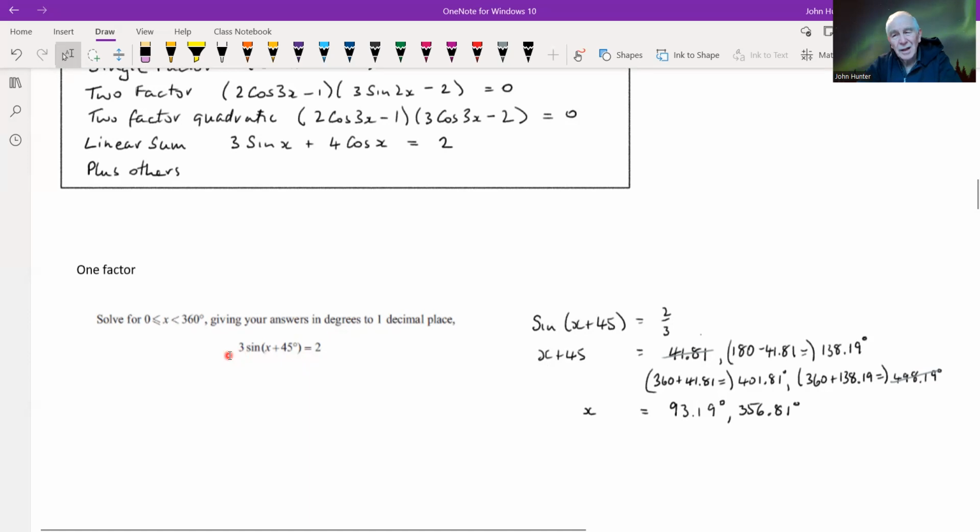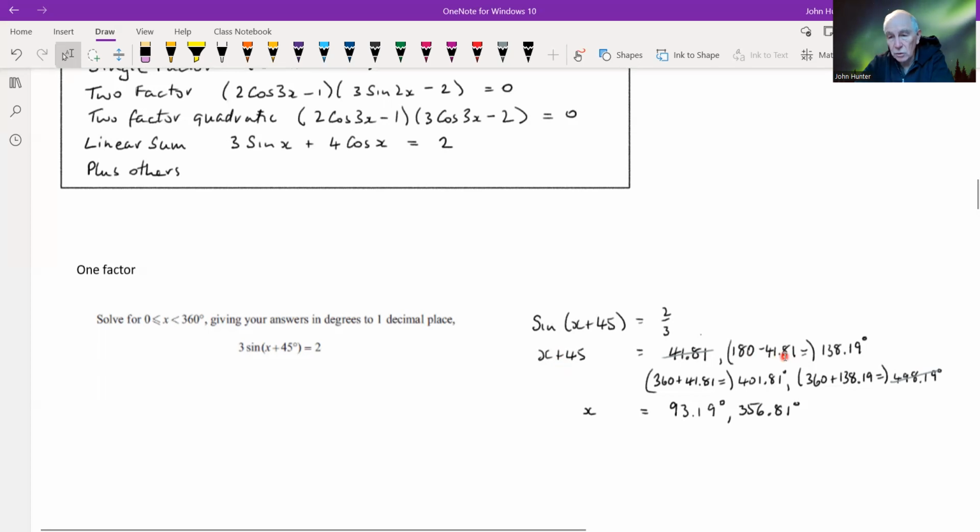All right, so as a single factor, you could say it's 3 sine (x plus 45) minus 2 equals 0. But we can easily restate it like this, and as such, of course, we can write it as sine (x plus 45) equals 2/3. Now, our first step is to solve for x plus 45. So we're just treating this as the unknown angle, and if we go through that, we find our primary solution. We can find this off our calculator. It is 41.81, and then we have another solution, which of course is 180 minus 41.81.